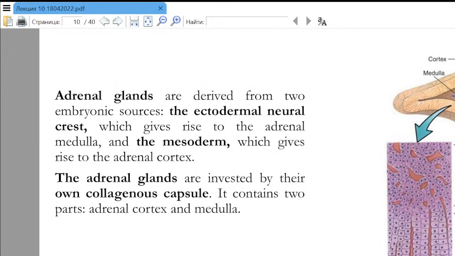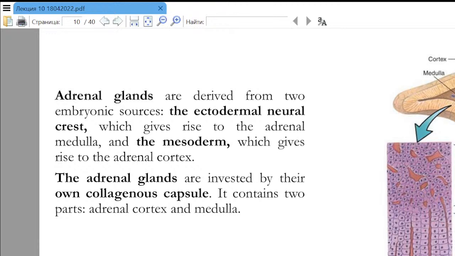Adrenal glands are derived from two embryonic sources: the ectodermal neural crest, which gives rise to the adrenal medulla, and the mesoderm, which gives rise to the adrenal cortex. Suprarenal glands have cortex and medulla. Cortex mesoderm; medulla neural crest.